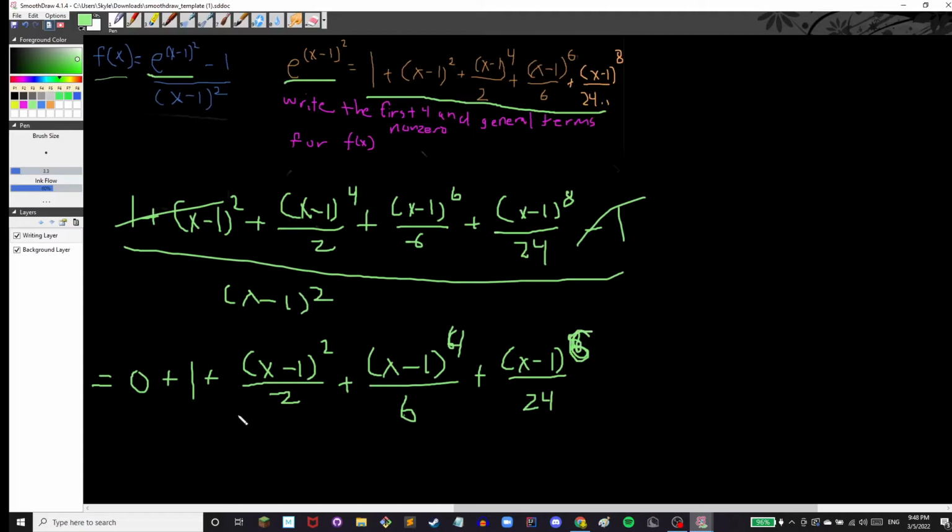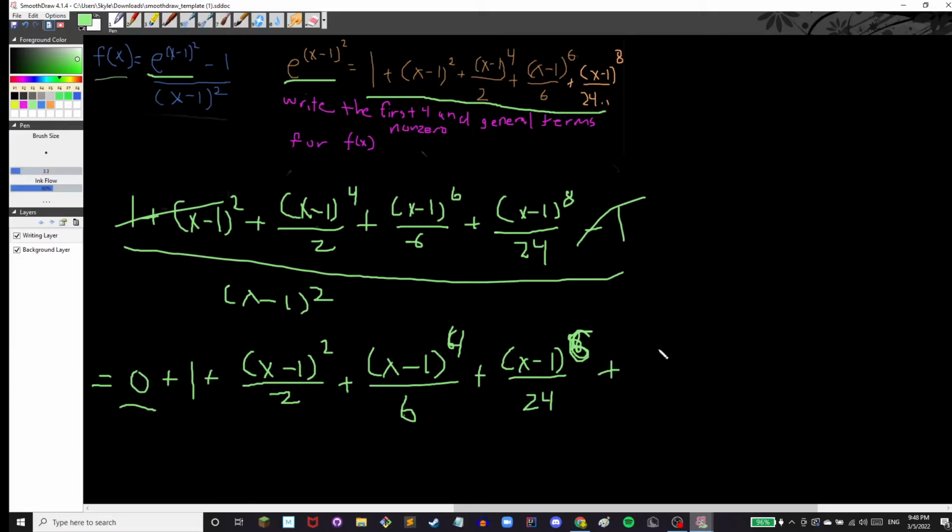Okay, so we have the first four non-zero terms. I wrote a fifth term because this is a 0, so this doesn't actually count. So we can exclude that. So what about the general term?